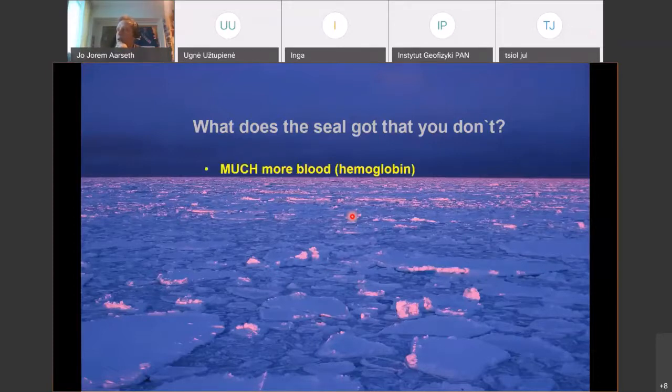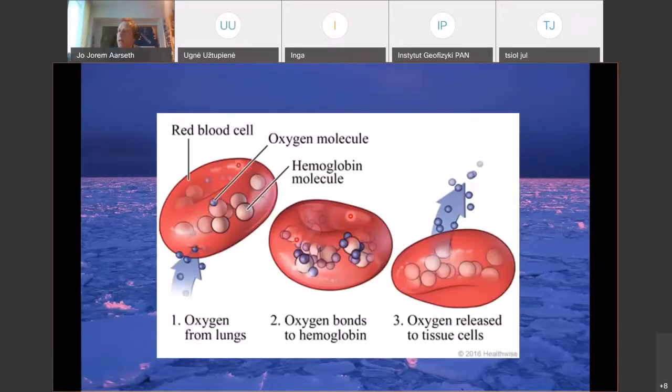It has much more blood than we do. We have 5% of our body mass as blood. For a seal, it could be 15-20% of the body mass. And in the blood, you have a molecule called hemoglobin, which you might have heard of, which actually stores oxygen. Meaning that if you have more blood, you have more hemoglobin, and then you can store more oxygen. Shown here, inside a red blood cell, you have hemoglobin molecules that store oxygen molecules, the blue ones. And each hemoglobin can actually store 4 oxygen molecules.